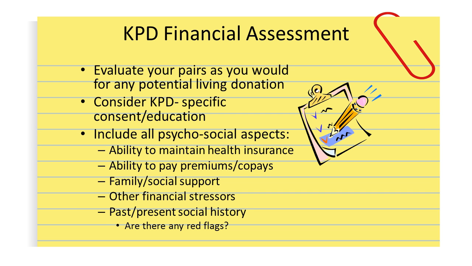You also want to make sure that when you're doing your assessment, you include all the psychosocial aspects that actually go hand in hand with financial assessment. So their ability to maintain health insurance perhaps, ability to pay premiums and copays, short and long term; look at their family and social support; are there any other financial stressors; and any past and present social history, any red flags? So we want to ensure that we are not treating this any differently than we normally would, and we're actually on a higher alert to make sure that we're not setting ourselves up to have anything that we've overlooked.